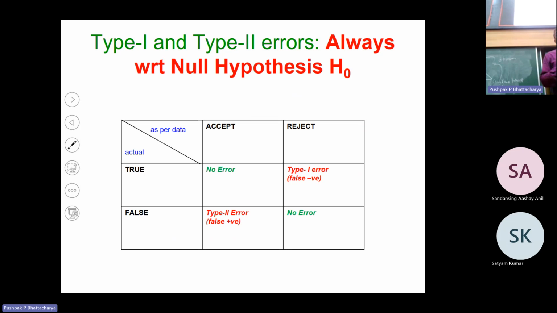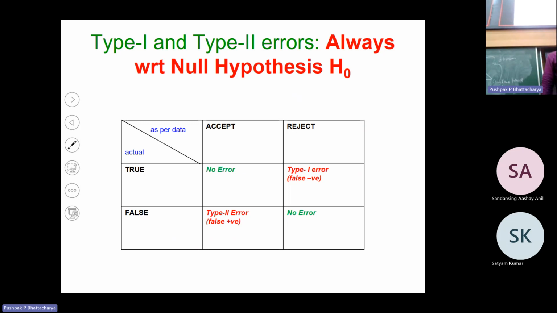So this contingency table is useful here. The type 1 and type 2 errors are always with respect to the null hypothesis. Okay, when we say accept or reject the hypothesis, it is always with respect to H0, never with respect to the alternative hypothesis, HA or H1. Okay, that is the notation.